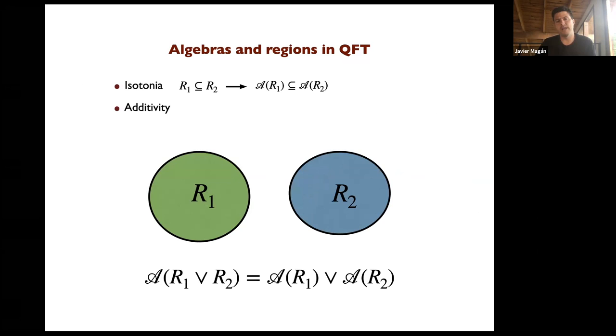For this specific case, for example, it tells us that what we will call the local algebra of the union, or the additive algebra of the union, is just defined to be the tensor product of the algebras in each of the regions.